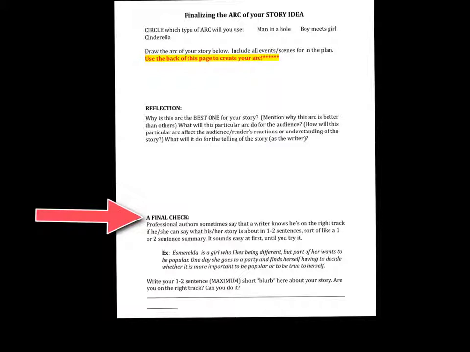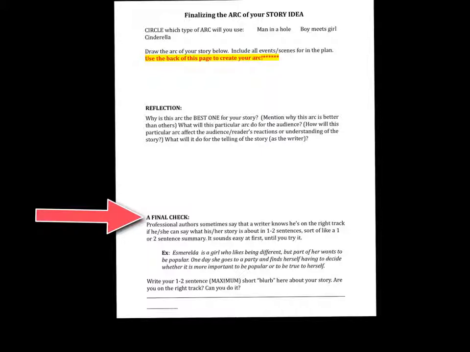The final check is asking you to do what many writers say is a way to make sure that your story's on track. It says, professional authors sometimes say that a writer knows he's on the right track if he or she can say what his or her story is about in 1 to 2 sentences, sort of like a 1 or 2 sentence summary. It sounds easy at first until you try it. Now, if your story is not on the right track, you're going to have trouble doing this.